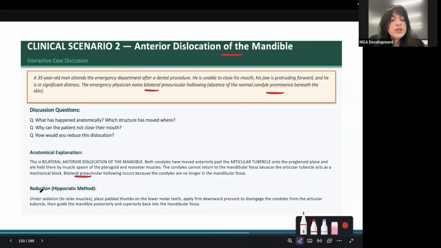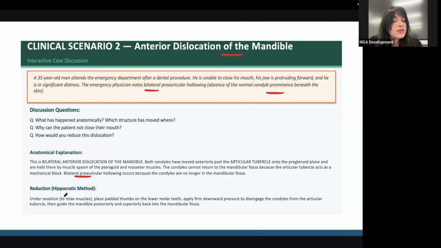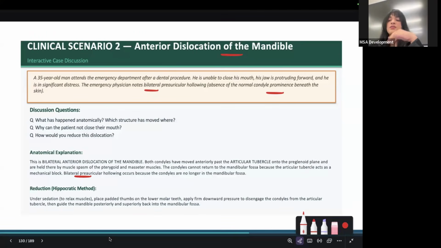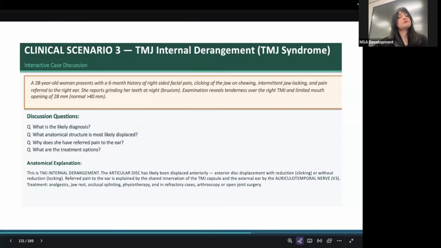So how do you reduce? This is the Hippocratic method. Under sedation to relax muscles, place padded thumbs on the lower molar teeth. Apply firm downward pressure to disengage the condyles from the articular tubercle. Then just do a bunch of manual maneuvers. Okay.